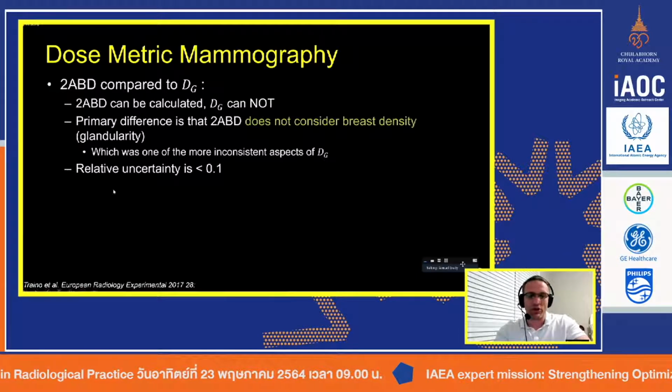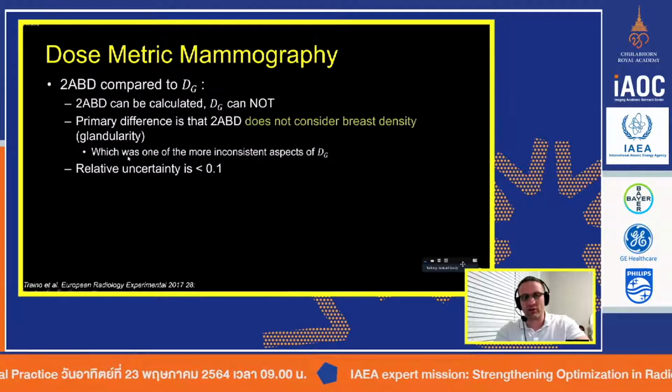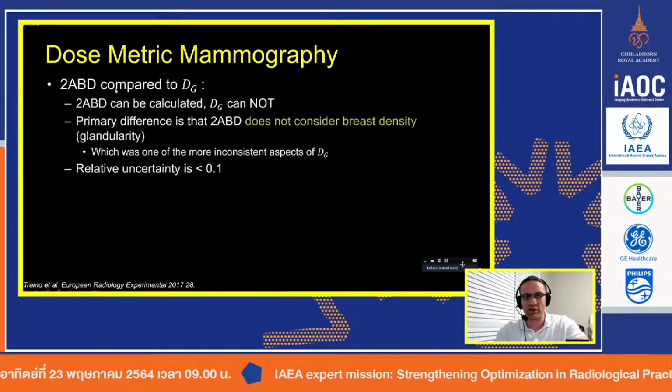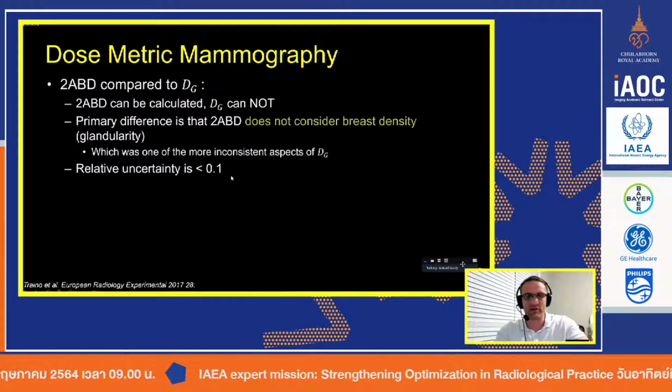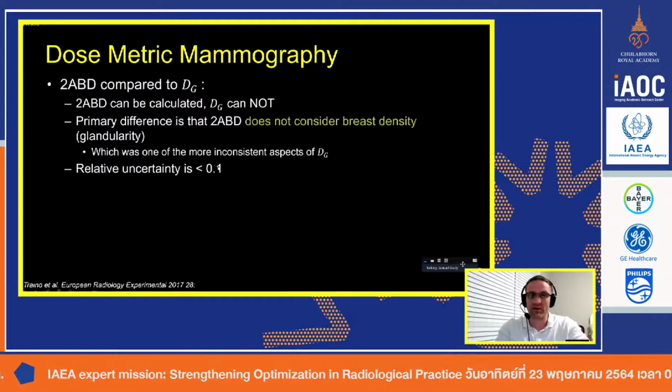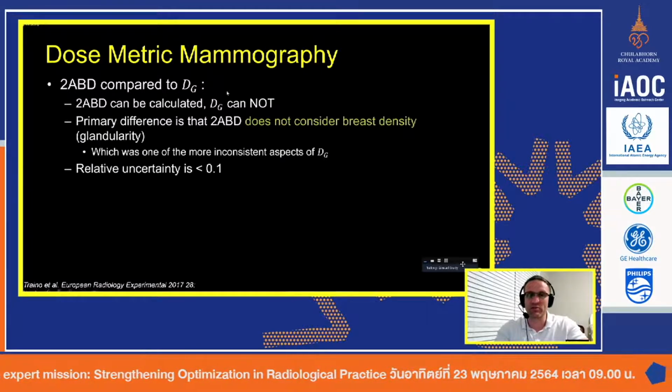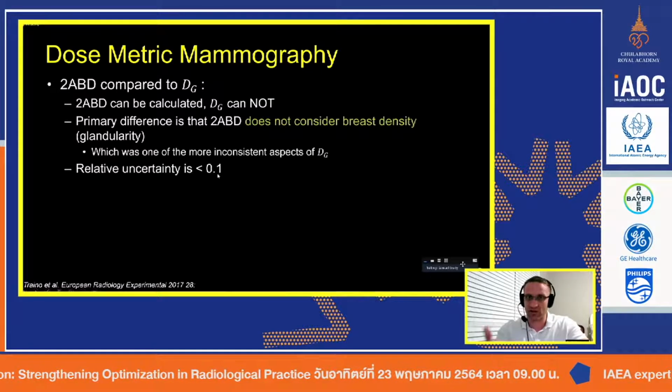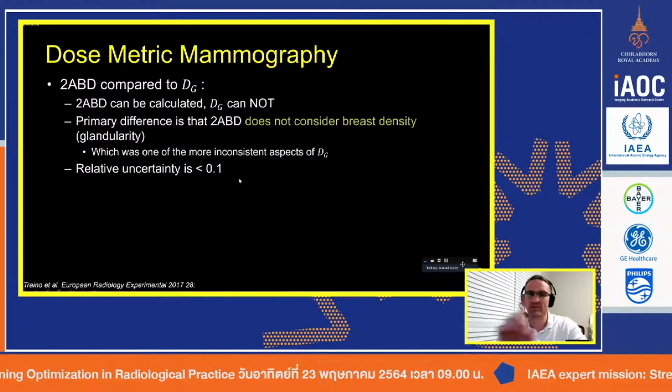All right, when you look at the calculations, the measurement uncertainty for this 2ABD is less than 0.1, so it's less than 10%, which is on par, right? We mentioned the D sub G was 18%, so it's a little bit better. At least it's not worse, so that's good.